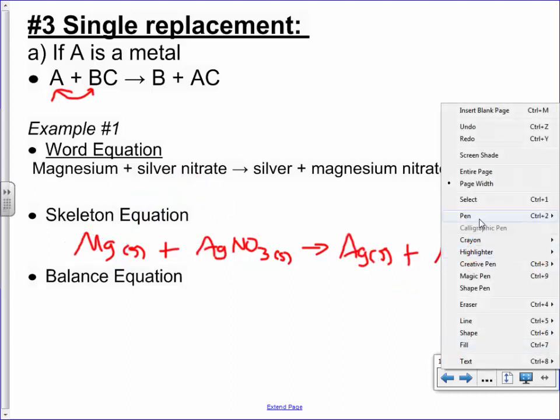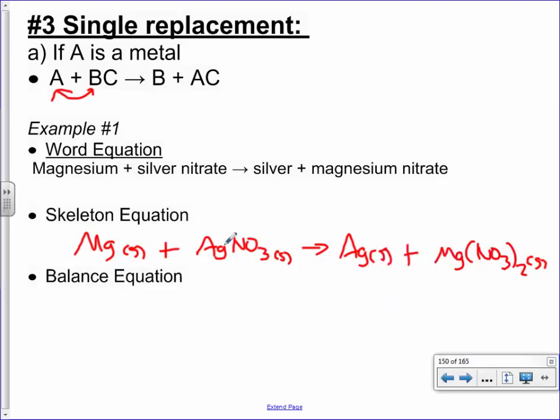We're not quite done yet. We need to balance. And that will balance it. Again, if you're not sure how to balance, talk to me. We'll try to help. But what should happen here is you have one magnesium and one magnesium, 2 silver and 2 silver, 2 of the nitrates, and this nitrate right here, there's 2 of them.